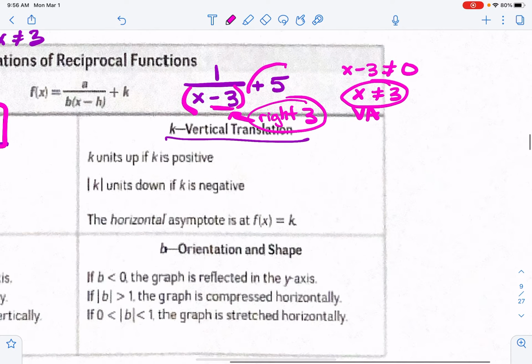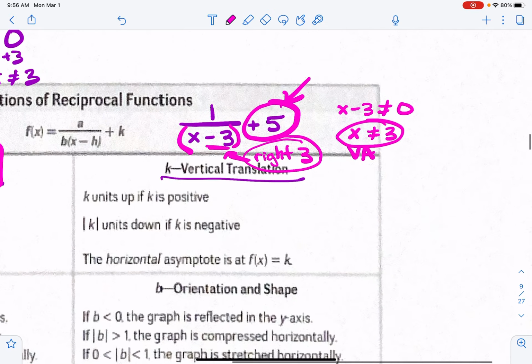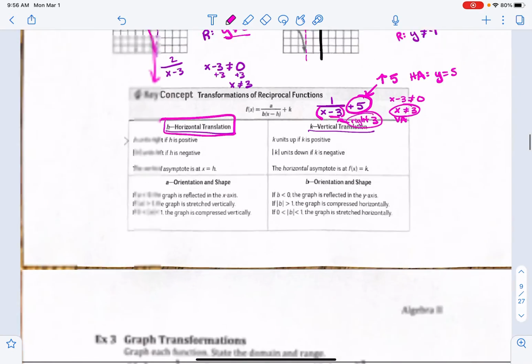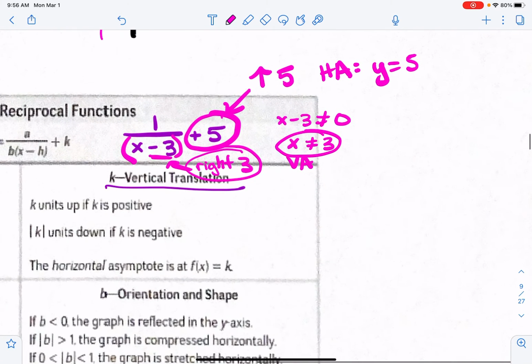And then we have to decide what this plus 5 is doing, okay? This guy just makes him go up or down. So kind of like our horizontal asymptote, this guy is going to make him go up 5 units, which moves our horizontal asymptote to y equals 5. Okay, we'll do some more examples on the next page, and you'll see again how that works, okay?